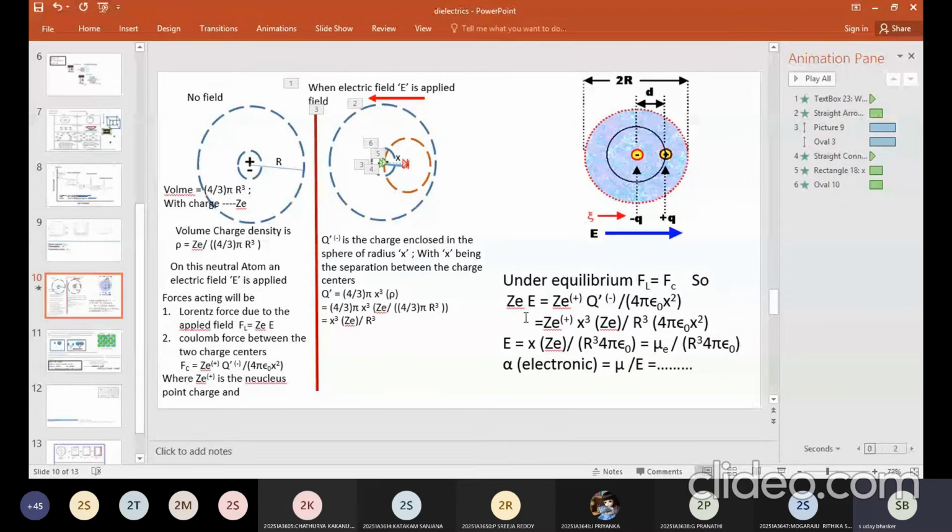What is electronic polarizability? Maybe some symbol has changed here, I'm unable to see.